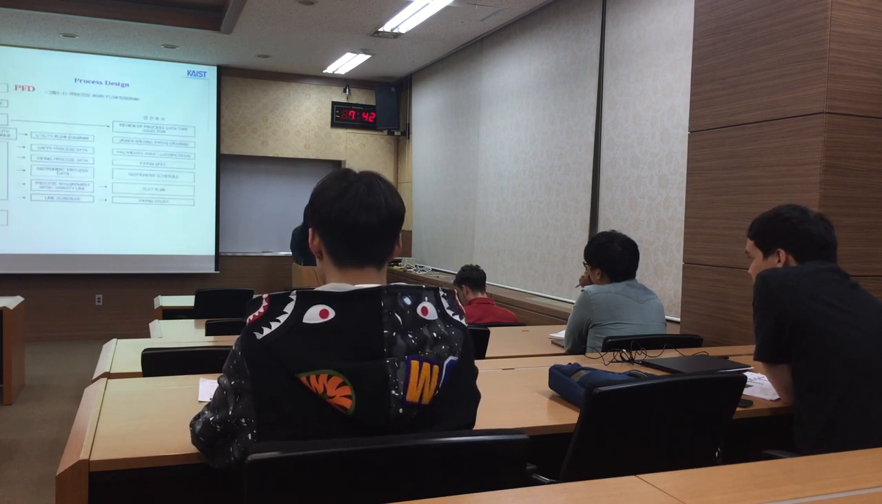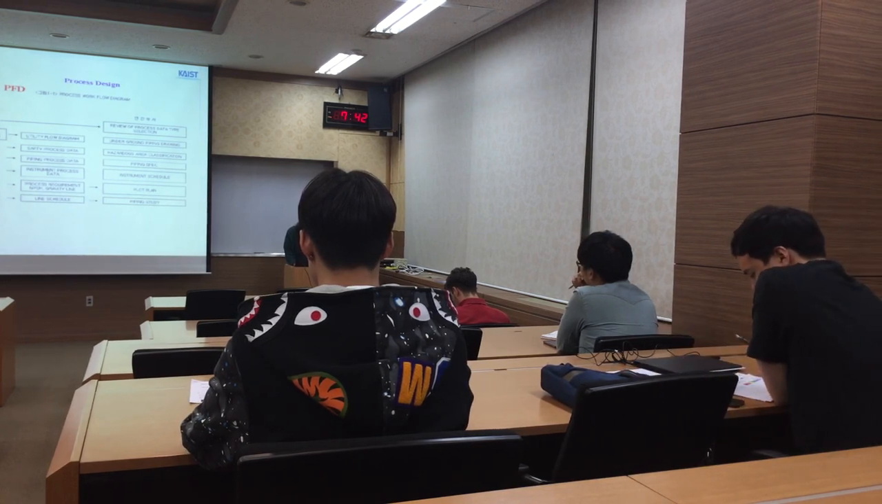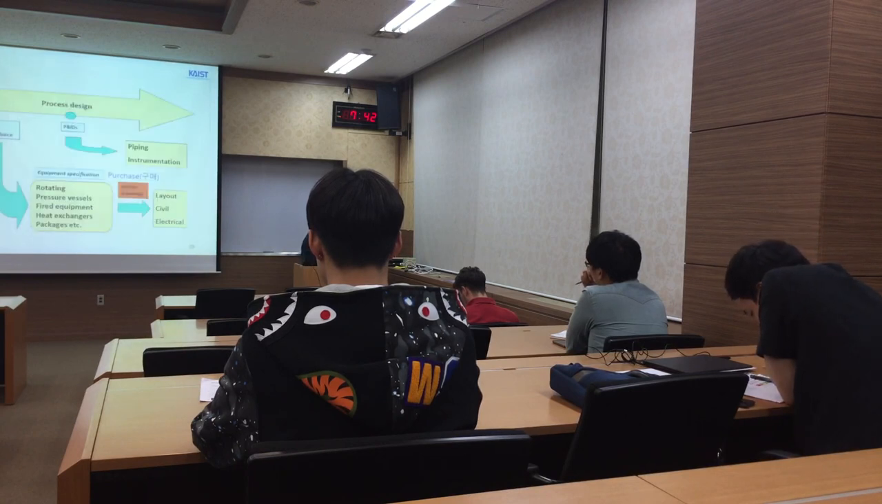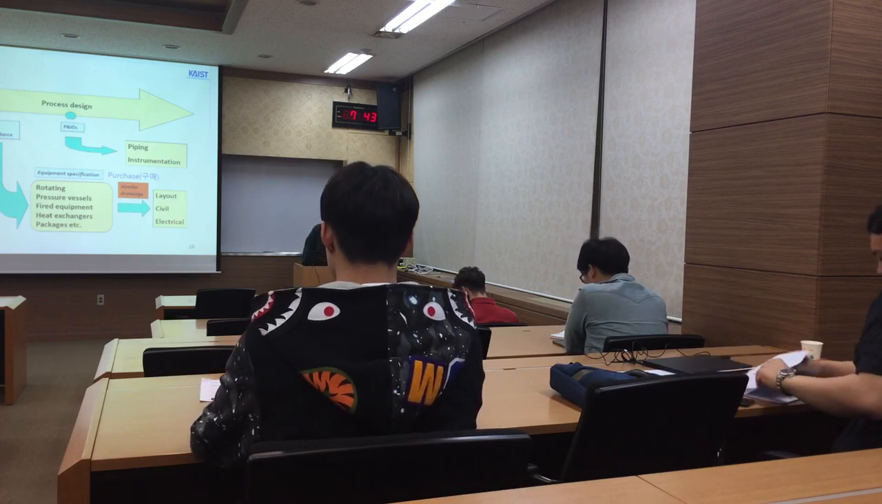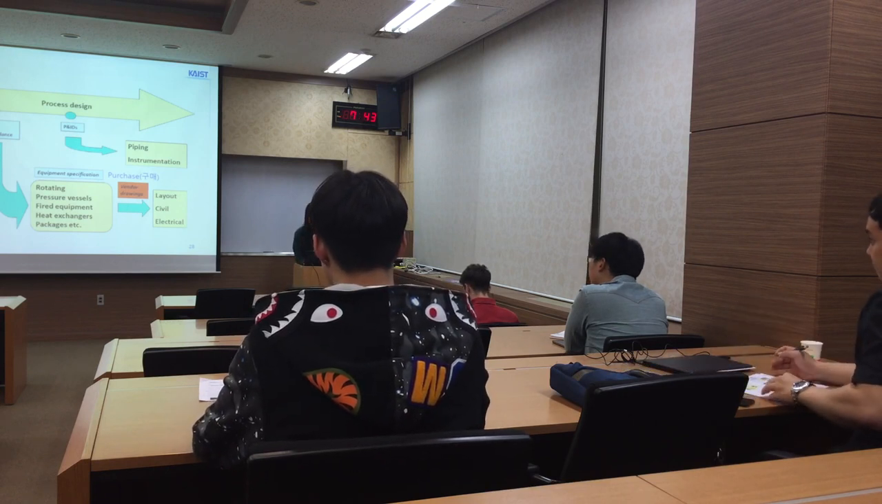So here's the whole process workflow diagram, and it starts from the P&ID, and it influences the detailed design process. It has almost the same flow. Here's PFD and P&ID, and based on the process data sheet, we can specify the equipment like rotating equipment and pressure vessels, fired equipment, and some other things that we need, and then vendor drawing, and then we can go through the next steps.